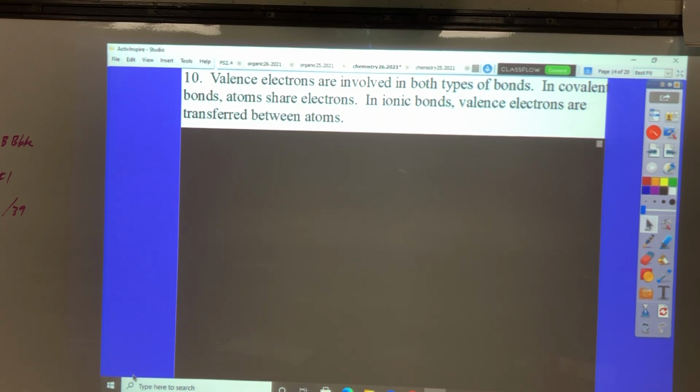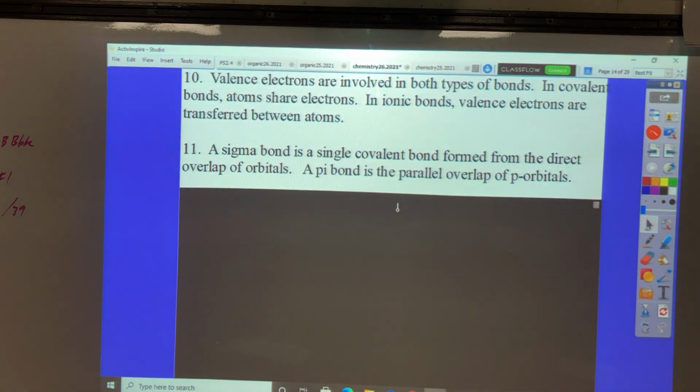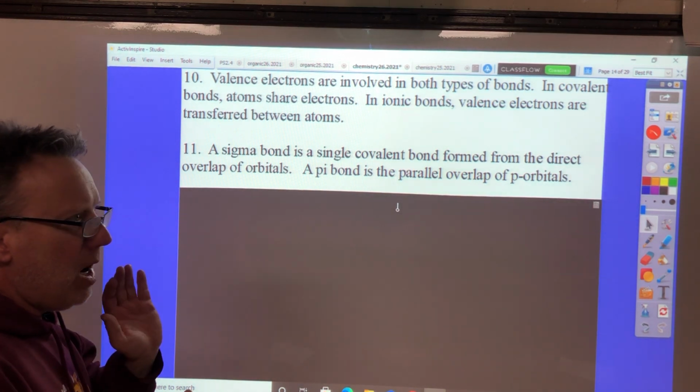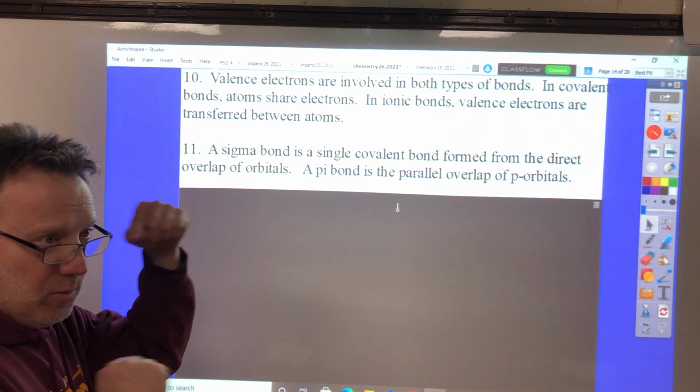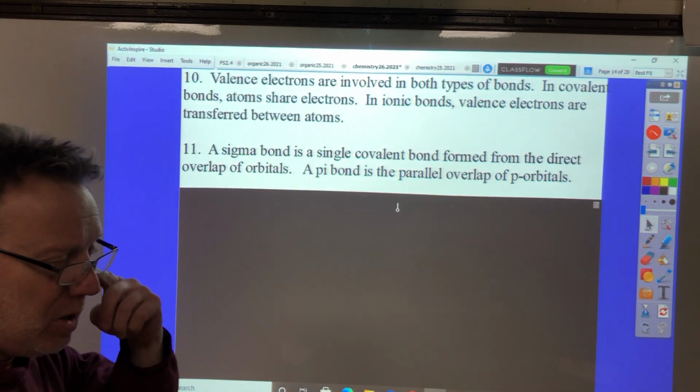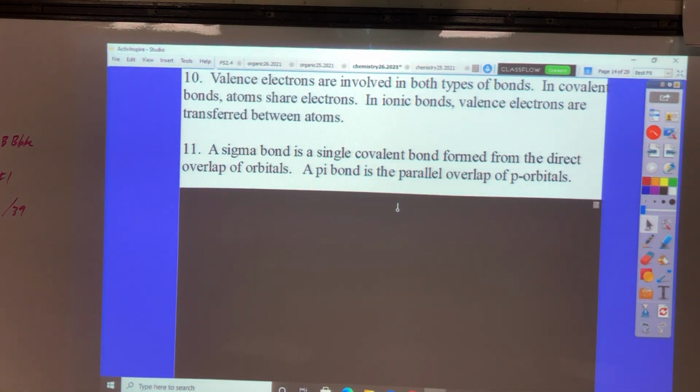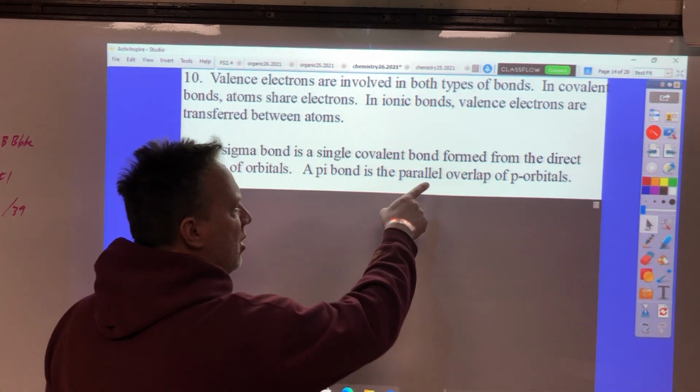Sigma bonds and pi bonds. Contrast them. Show the difference. Okay, sigma bonds are going to be a single shared pair. Covalent bond. Direct overlap of orbitals. A pi bond is when you have p orbitals overlapping, above and below, parallel overlapping p orbitals.